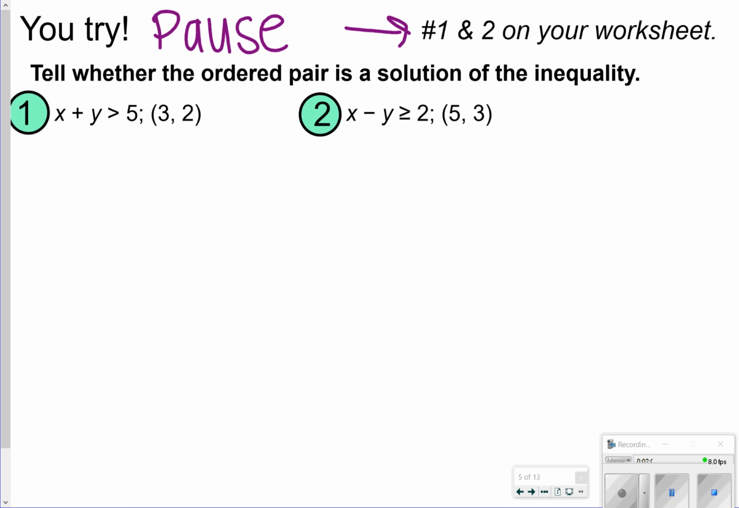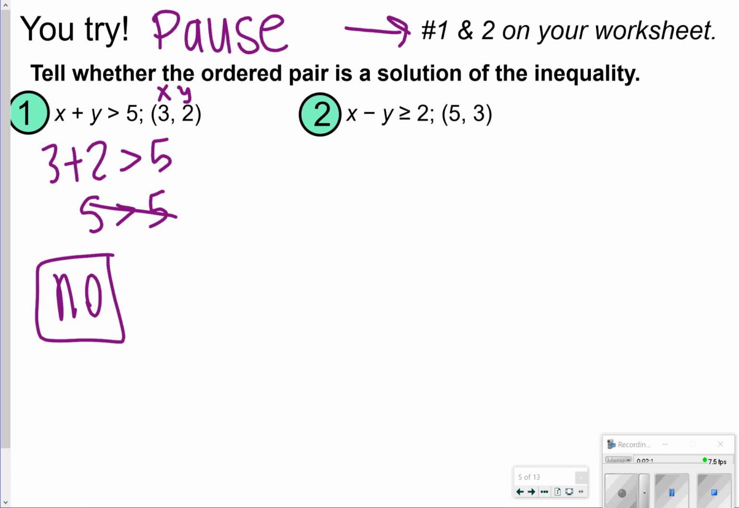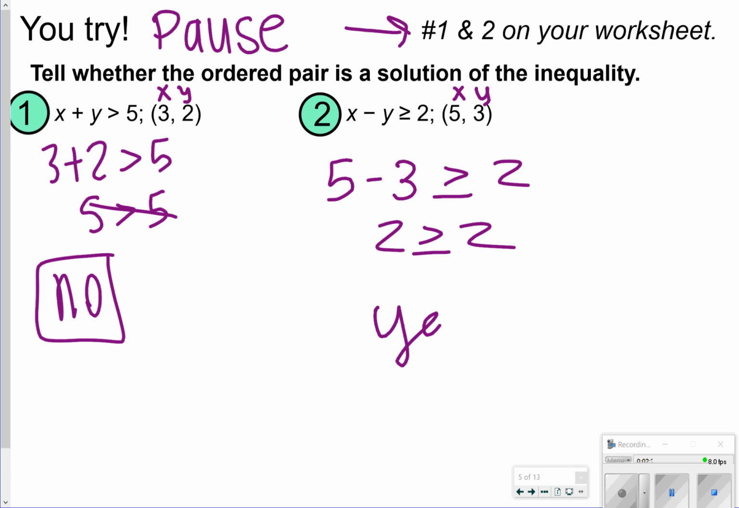Alright, so for number 1, I'm plugging in 3 for x and 2 for y. So I did 3 plus 2 and see if that's greater than 5. 5 is not greater than 5, so for number 1, we're going to say no. Number 2, if I plug in 5 for x and 3 for y, that's 5 minus 3, and see if that's greater than or equal to 2. I get 2. 2 is greater than or equal to 2, so I would say yes for number 2. So just make sure if you made a mistake to go back and double check it or fix it on your worksheet.